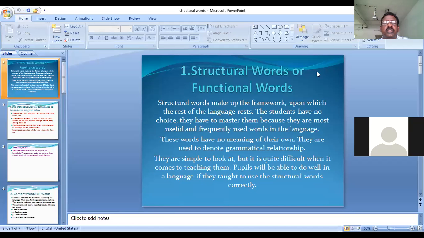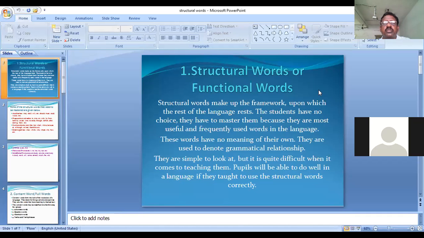What can you view here? Structural words or functional words? Okay, structural words are functional words. We are discussing vocabulary teaching. In that, I am teaching now structural words, or functional words.